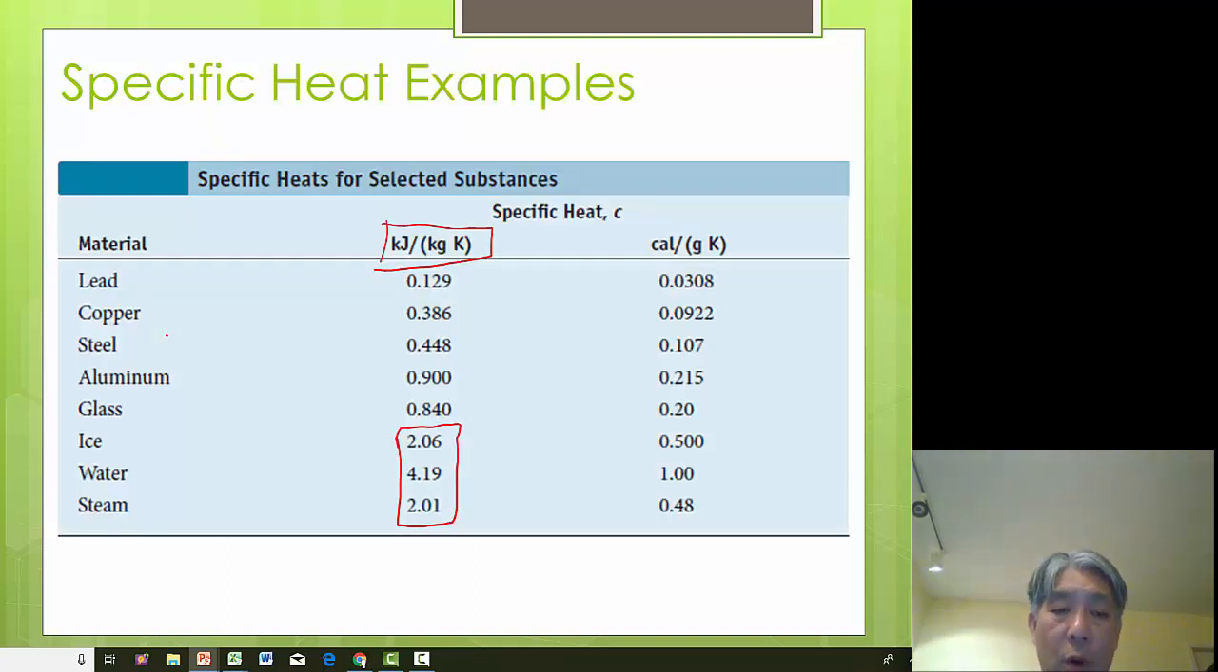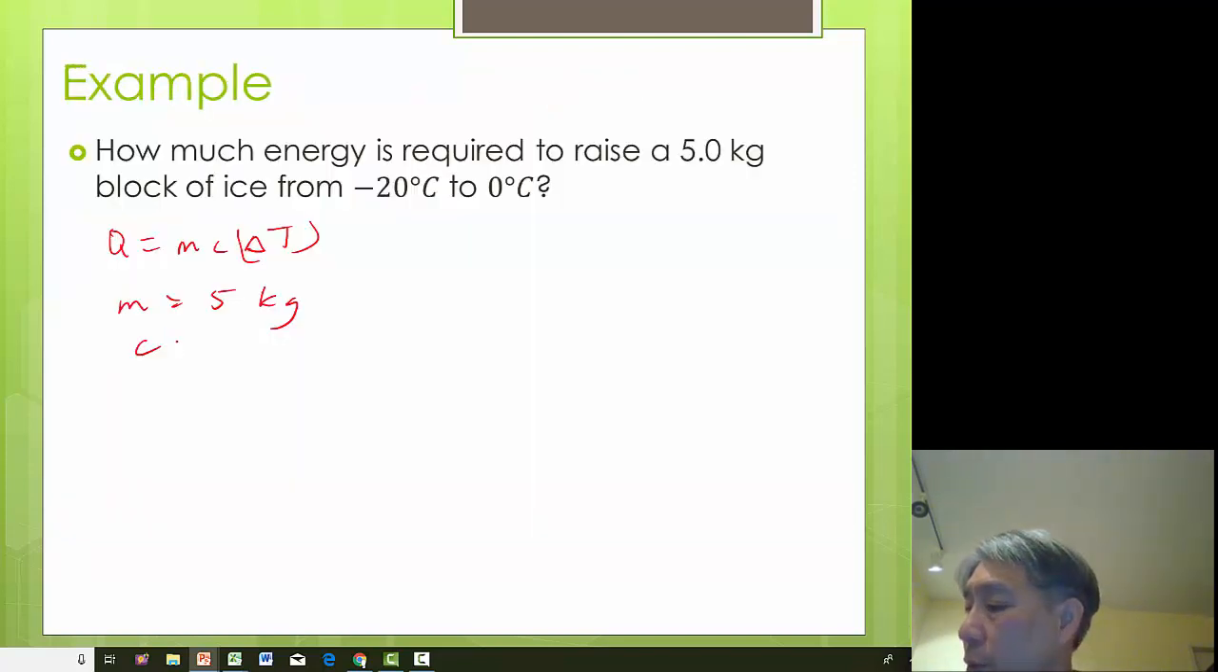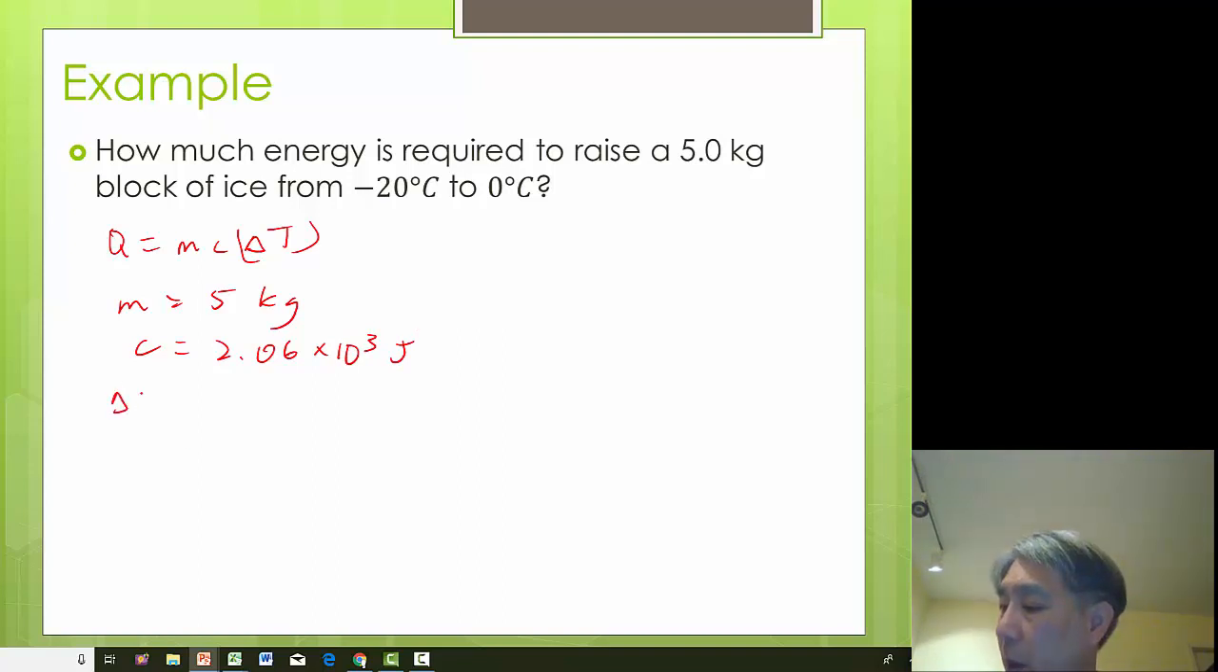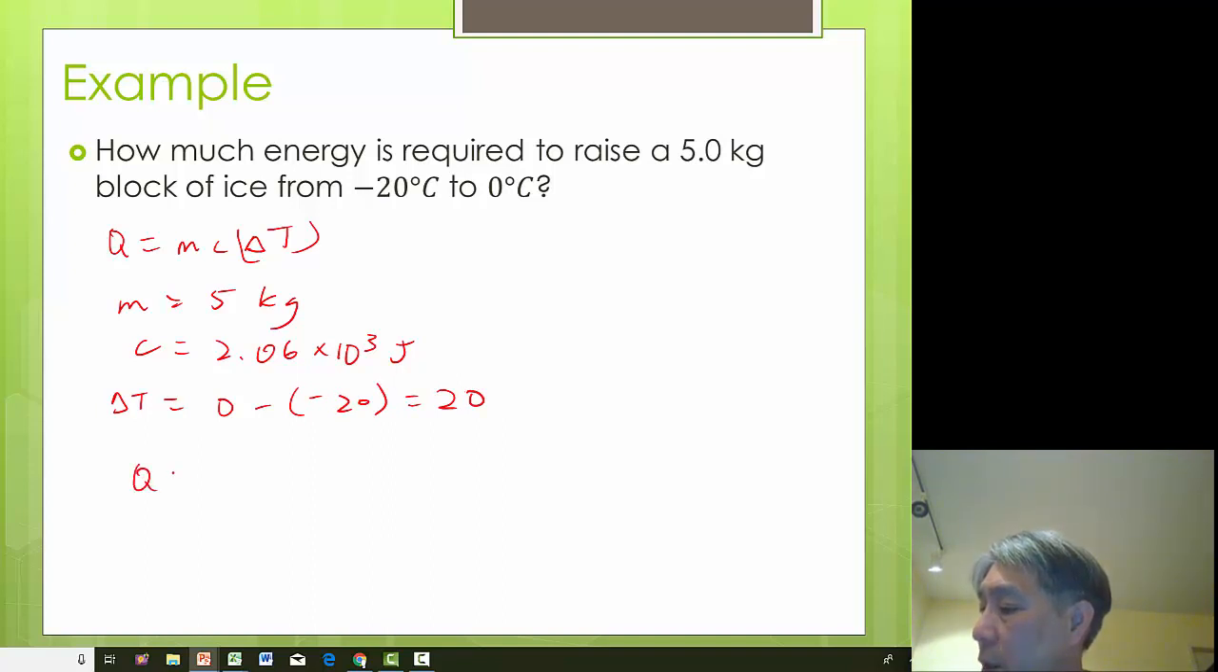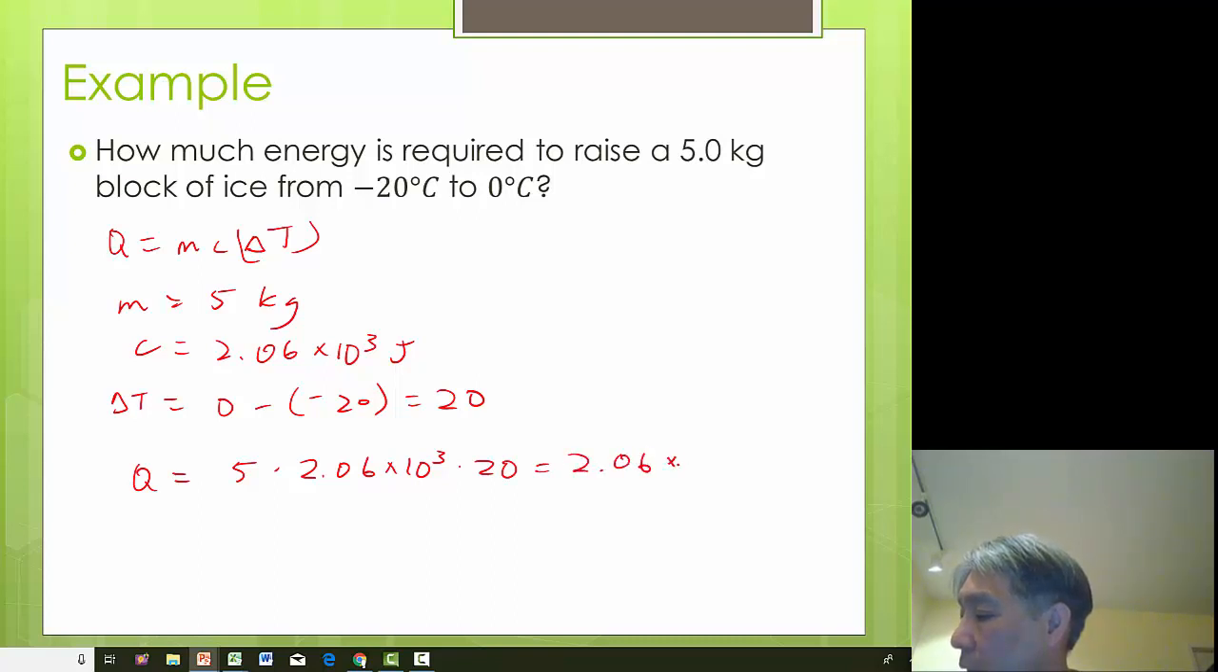C is given from before, so it's ice, so it's 2.06 times 10 to the third joules, or 2.06 kilojoules. I'll write it in exponent form. And delta T is going to be final minus initial, or just plus 20. So putting it all together, Q is then equal to 5 times 2.06 times 10 to the third times 20, and I end up with 2.06 times 10 to the fifth joules.